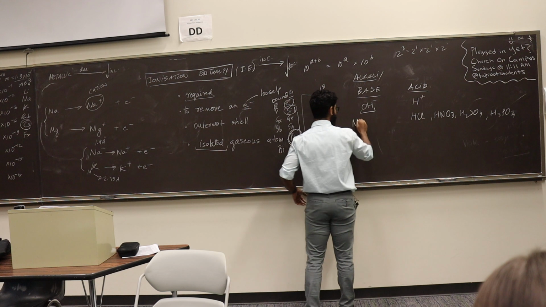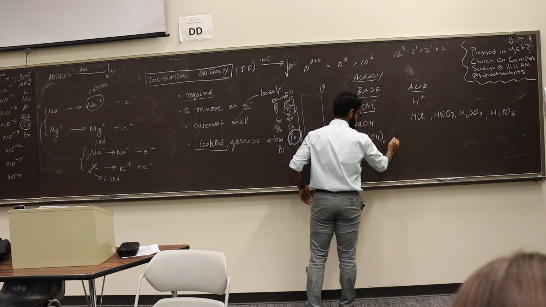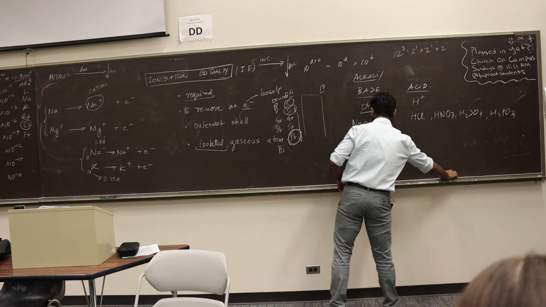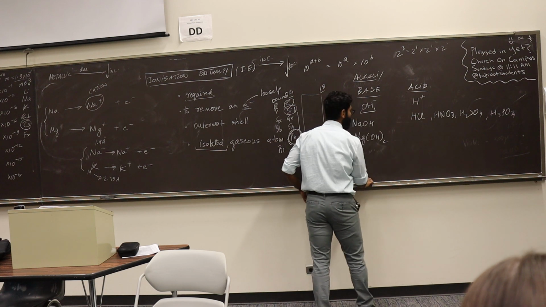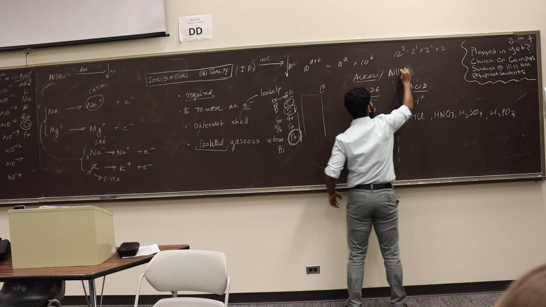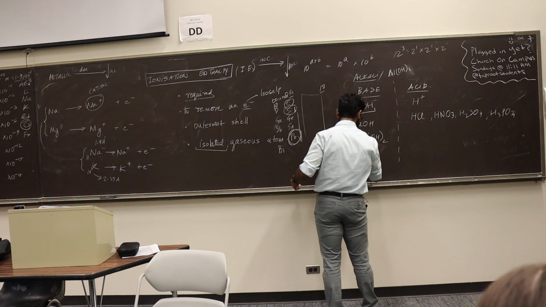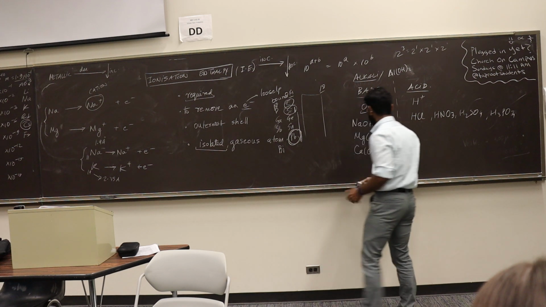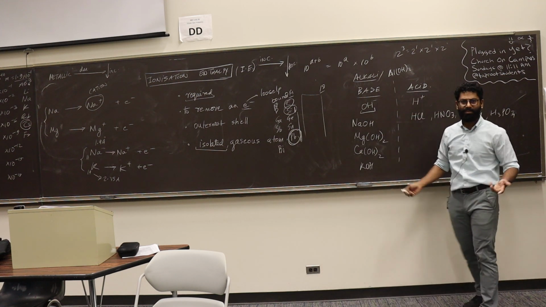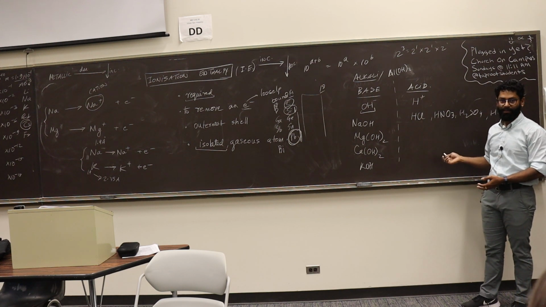Bases: NaOH, Mg(OH)2, aluminium hydroxide. Aluminium is a little funky. Let's put it here. What else? Calcium hydroxide, okay. KOH. You must have heard about these things, right? These are bases. These are acids.